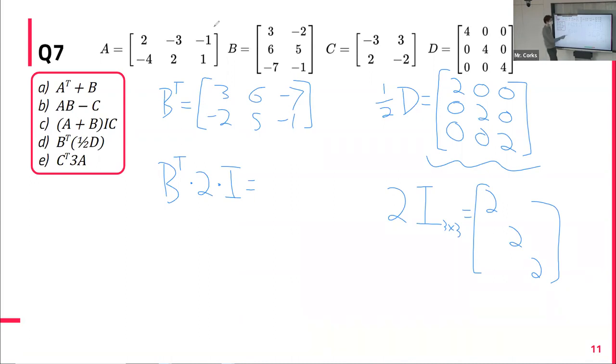Yes. So B transpose times 2 and then times the identity matrix won't change anything, and that's just a shorter method. Okay, so the standard matrix multiplication thing we just did will work fine, but this is a shorter way. We can recognize that. So the result here would just be 6, 12, negative 14, and negative 4, and negative 2.